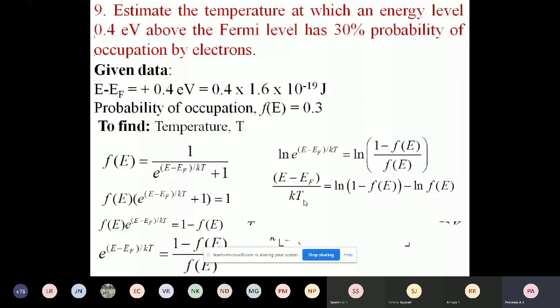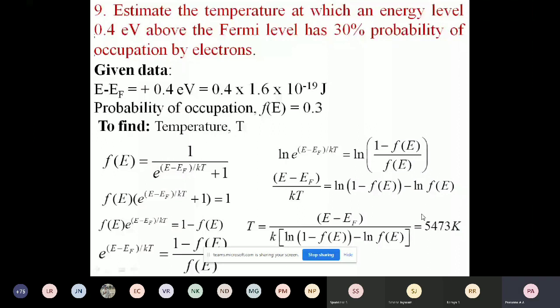E minus EF is given, 1 minus f of E, f of E is mentioned as 0.3, K you take as 1.38 into 10 power minus 23 joule per Kelvin. Substitute that Boltzmann constant value to calculate the temperature. It comes out to be 5473. It's practically, of course, unachievable.